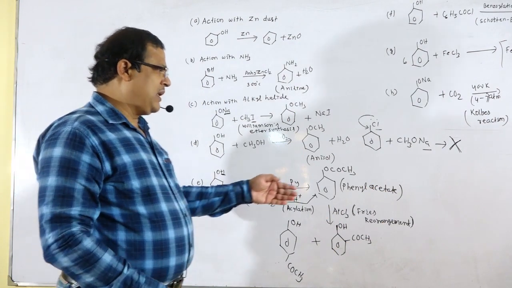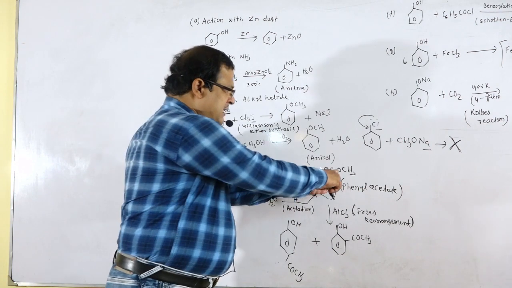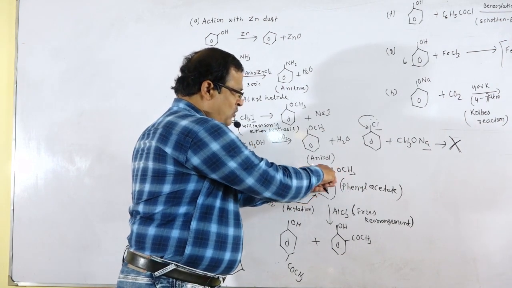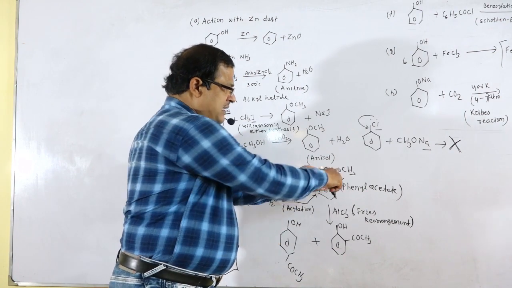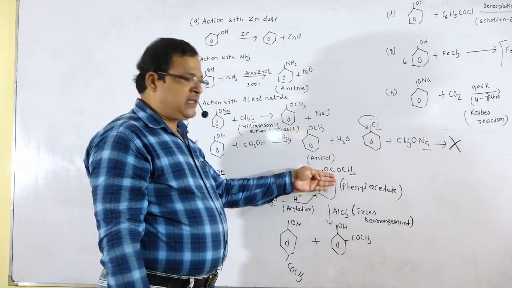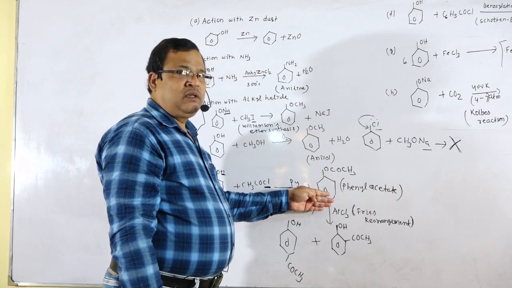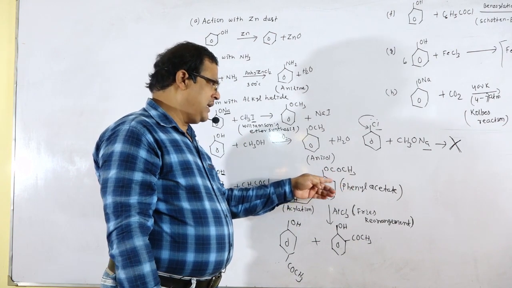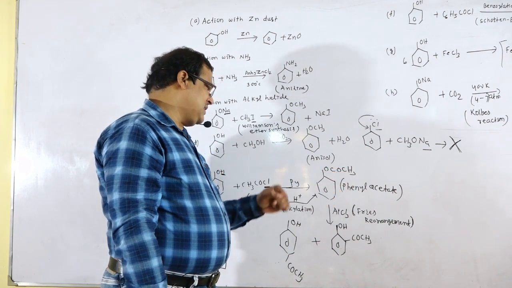How to know this formula? How to name the compound? CH3COOH is the formula for acetic acid. That H is replaced by the phenyl group, therefore it is named as phenyl acetate.